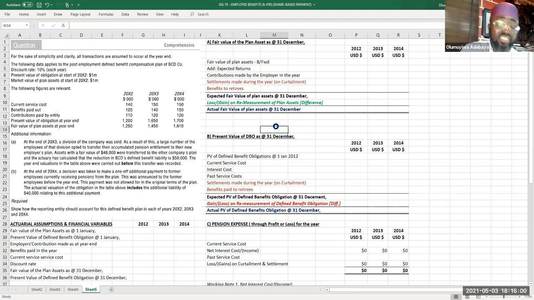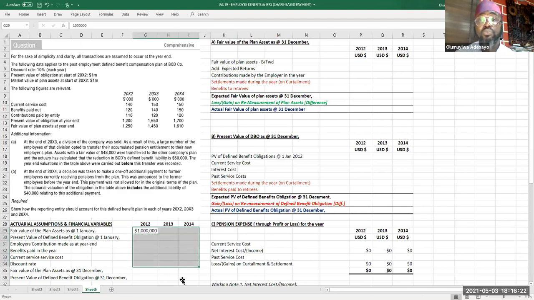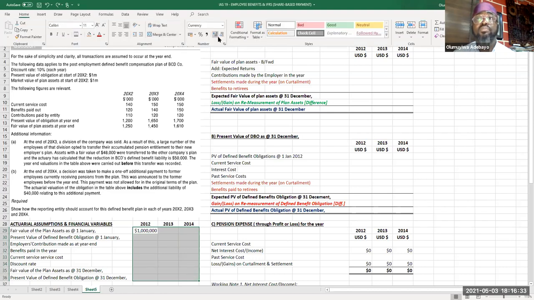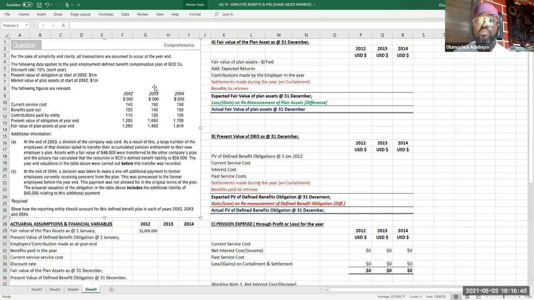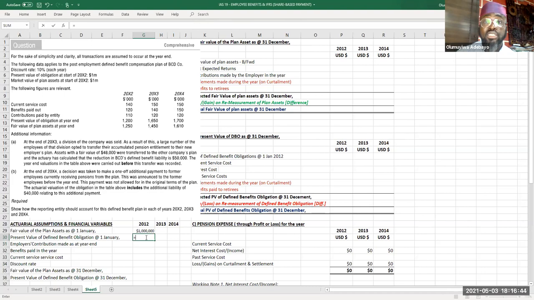Now, based on this information, the first thing is to extract relevant information. The fair value of the plan asset as at the beginning of the period, 2012, was said to be the same with the plan obligation, 1 million each. Please take note of every step I take. We are told this is the same thing as the liability, 1 million each.